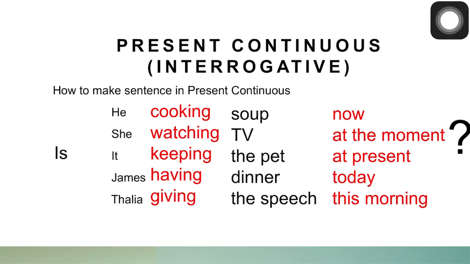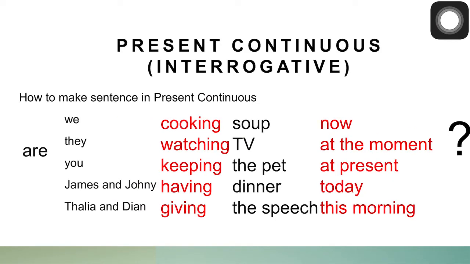How about if the subject is we, they, you, James and Johnny, Talia and Dian? Let's read together. Are we cooking soup now? Are they watching TV at the moment? Are you keeping the pet at present? Are James and Johnny having dinner today? Are Talia and Dian giving the speech this morning? And don't forget, of course, the question mark.